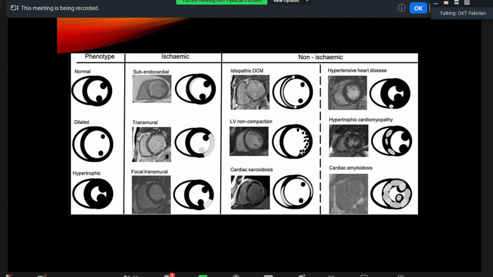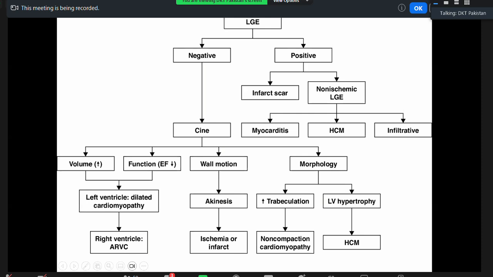For non-ischemic, mid-wall enhancement is usually the non-ischemic one, or any enhancement which is global. A subendocardial enhancement which is global also comes under non-ischemic. The ischemic pattern is the subendocardial or transmural enhancement. Anything that touches the endocardium in a vascular territory, I will show you the vascular territories as well, is an ischemic pattern of enhancement. If you know ischemic, non-ischemic is the opposite of that. Any mid-wall or epicardial enhancement is non-ischemic enhancement. So this is the cheat code for cardiac MRI.